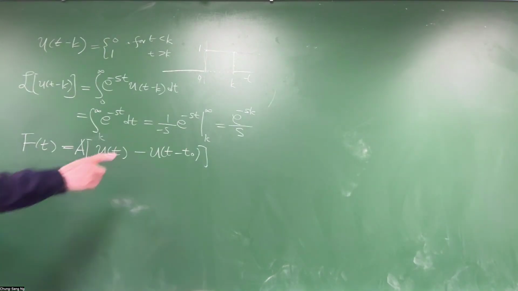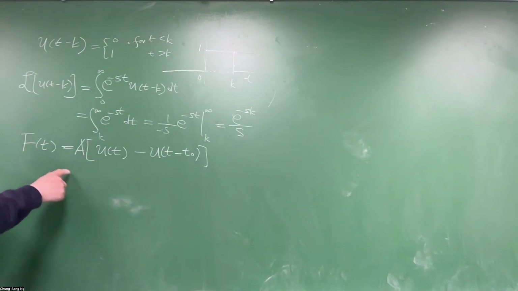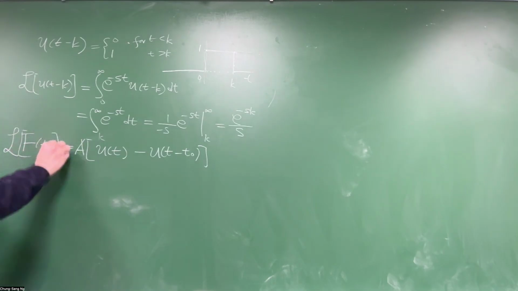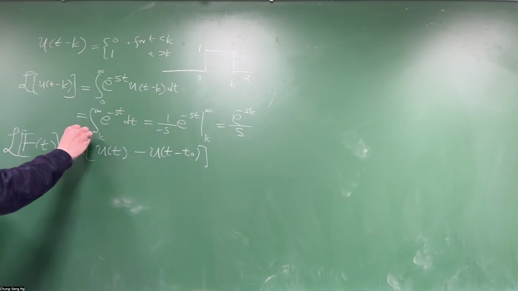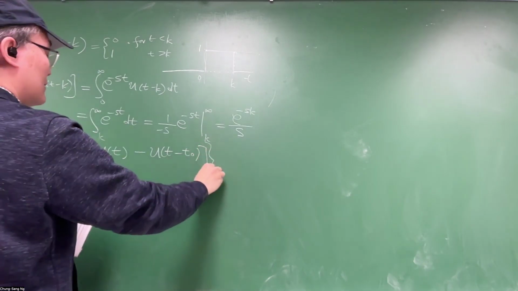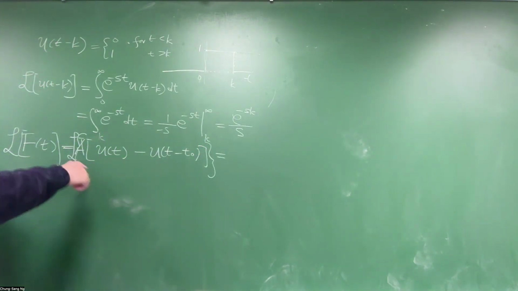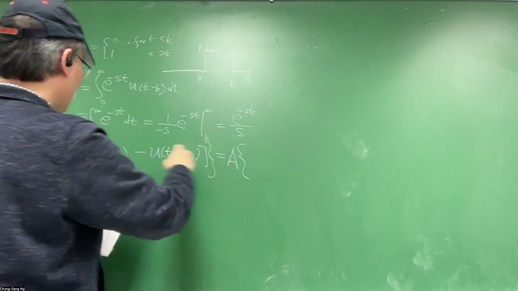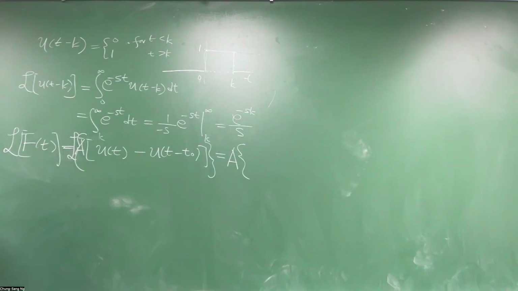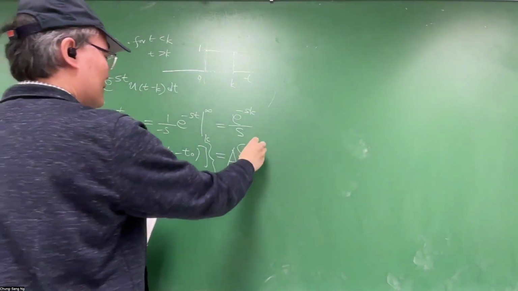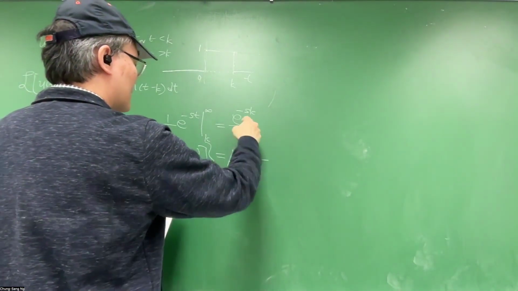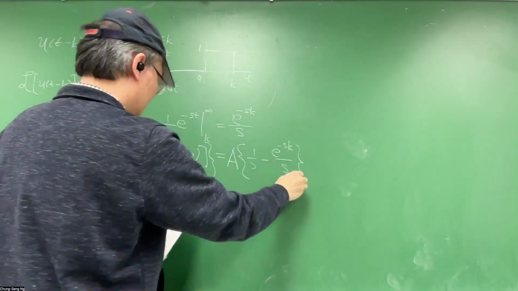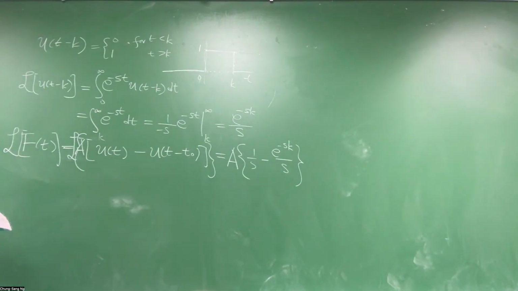Right. So this is the Laplace transform of this one. So we're going to do the Laplace transform of this one, which is done term by term with the coefficient a. And the first one you know, right? That's the first one we did, which was just 1 over s. And minus this one. So nothing special.